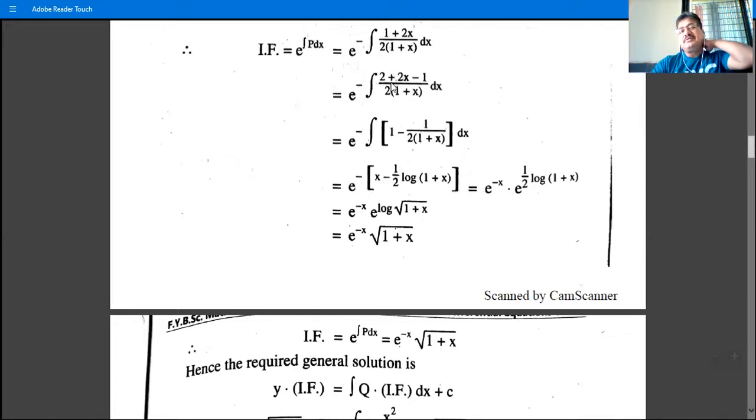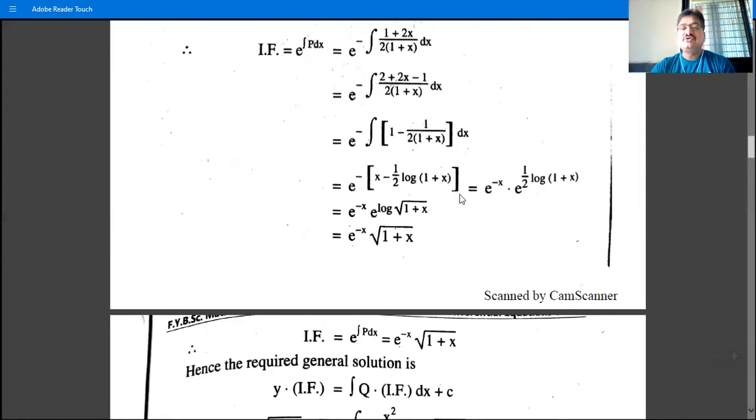this is the factorization of this 1 plus 2x. So write 1 plus 2x as 2 plus 2x minus 1, because 2 minus 1 becomes again 1, and then in 2 plus 2x take 2 common. So we have 2 plus 2x divided by 2 in bracket 1 plus x, divided by 2(1 plus x), is 1, and minus 1 by 2(1 plus x), and then the integration of 1 is x, and minus 1/2, constant, 1 by 1 plus x, log 1 plus x.